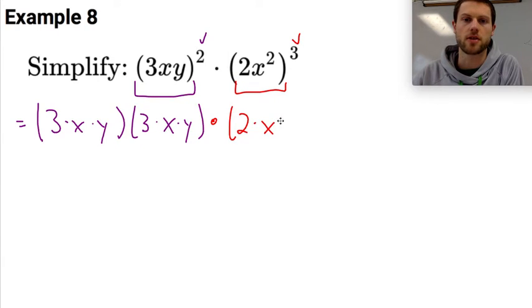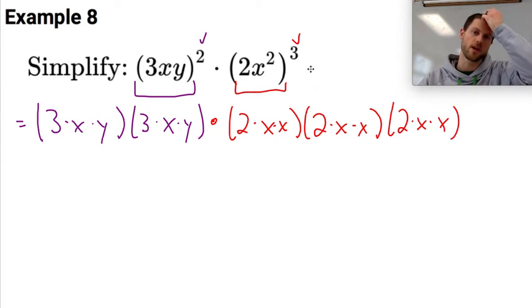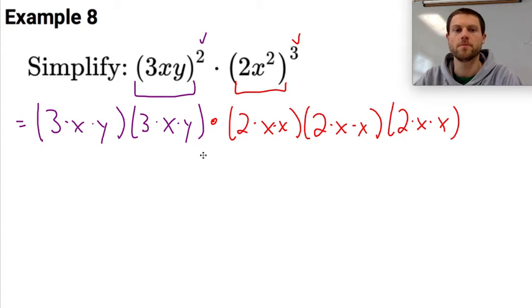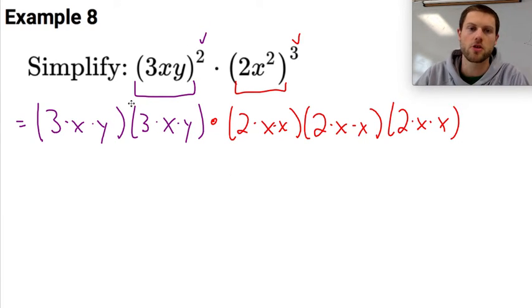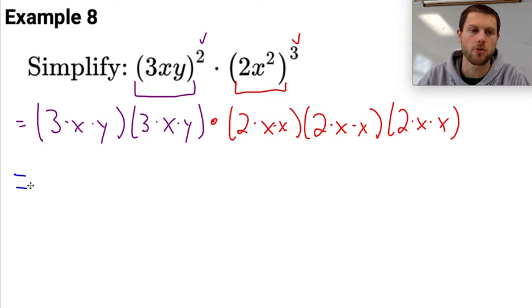So that's 2 times x times x times 2 times x times x times 2 times x times x. So I kind of did 2 steps at the same time. I expanded this power and I expanded what was on the inside. That way I'm looking at only x's and y's and numbers. So now let's combine everything together, and we'll make sure that we don't miss any of our numbers or letters. So let's cross things out as we go.